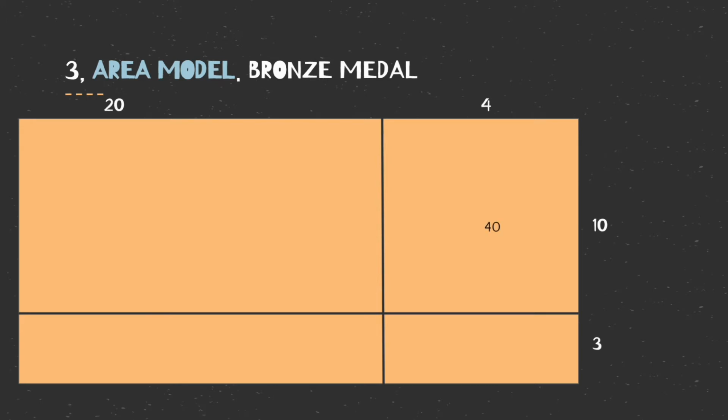Then we multiply the 4 and 10, which equals 40. Then we do the same for the rest. We multiply 20 and 10, 4 and 3, and 20 and 3. Lastly, we add the numbers that we multiplied together, and then boom, we have the answer.